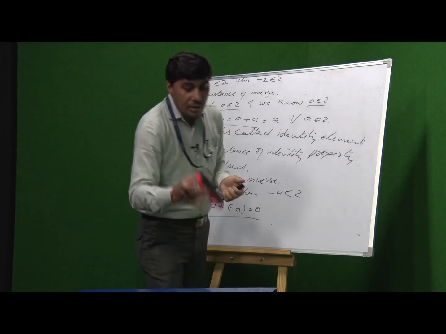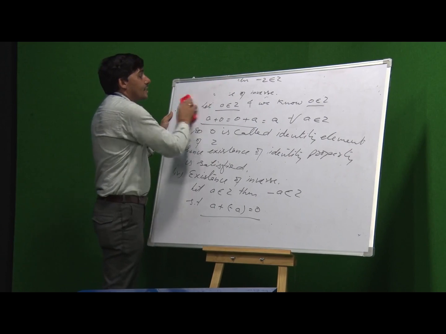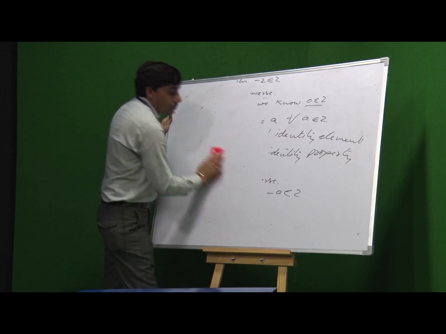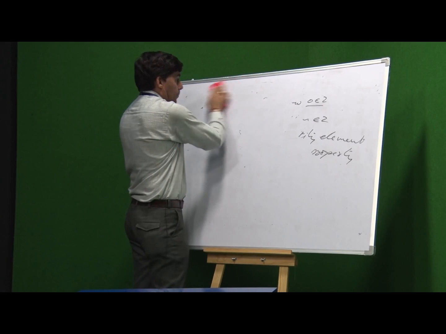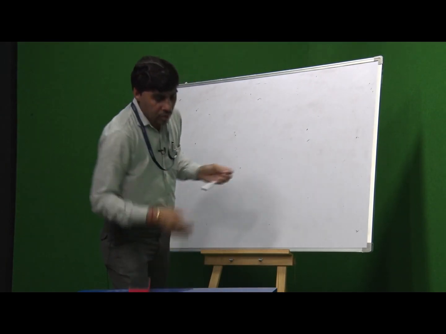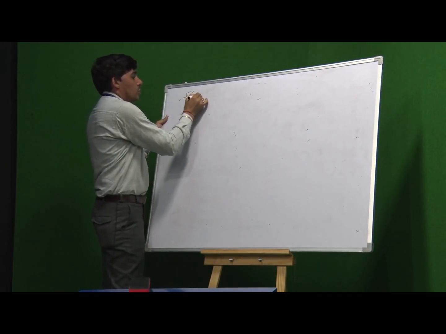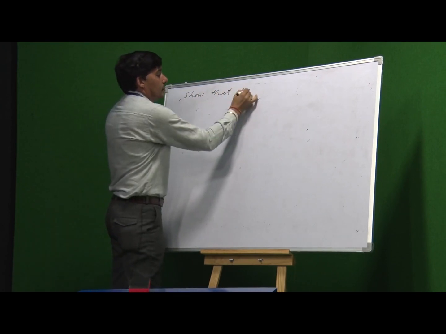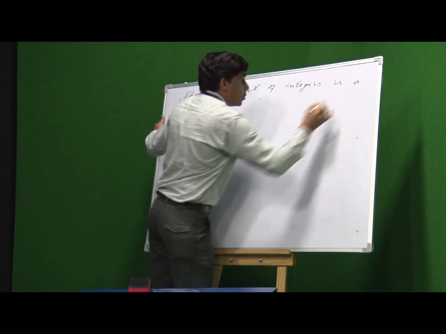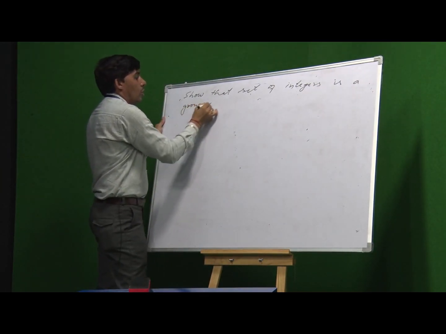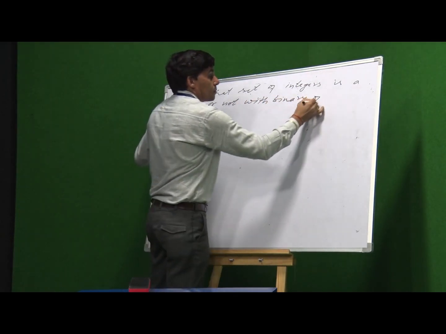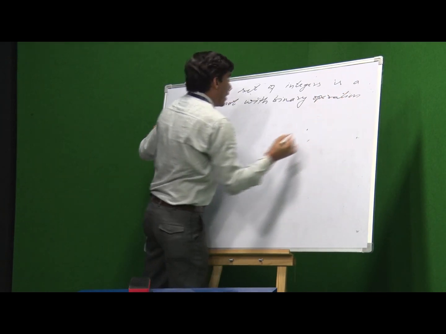A question may be asked: show that Z, the set of integers, is a group or not with binary operation multiplication.